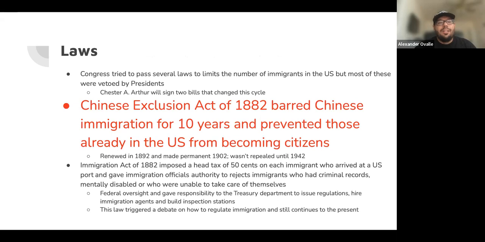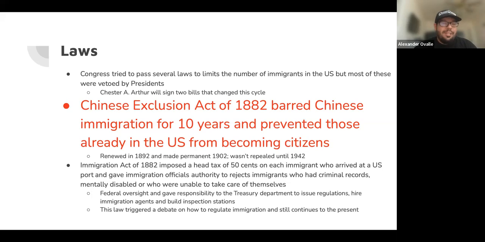So you have laws, and this is the biggest one, in my opinion. Congress will try to pass several laws to limit the number of immigrants to the United States, but most of these were vetoed by the presidents. However, the president at the time, Chester A. Arthur, will sign two bills that change this cycle.